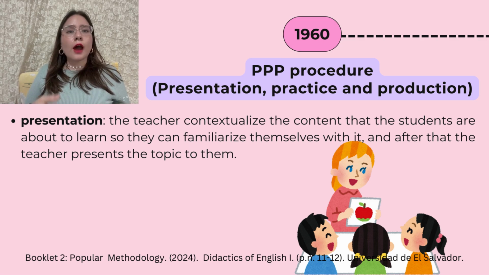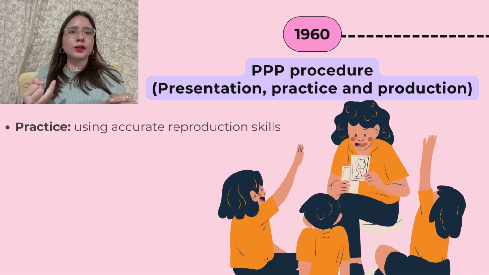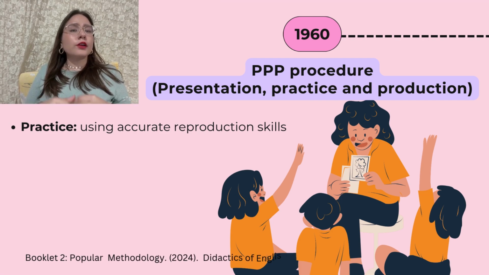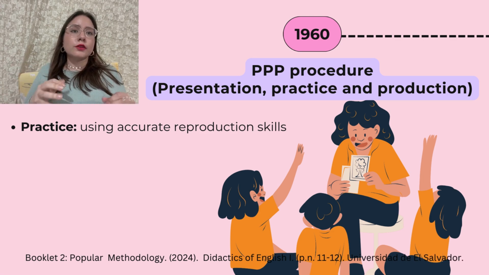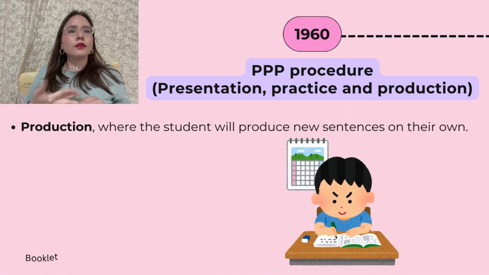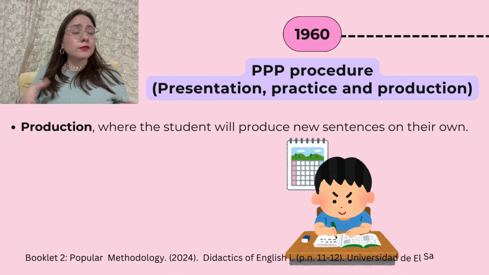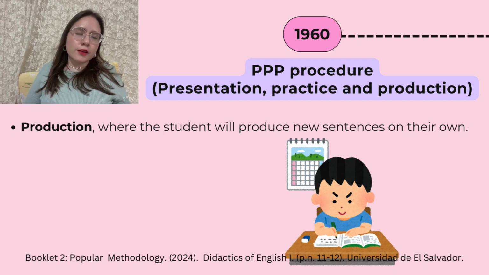After that, we have the second P, which means practice. This means that after learning about the topic, the students are going to practice along with the teacher. And lastly, we have the production, which means that now the students can practice by themselves, making new sentences by themselves.